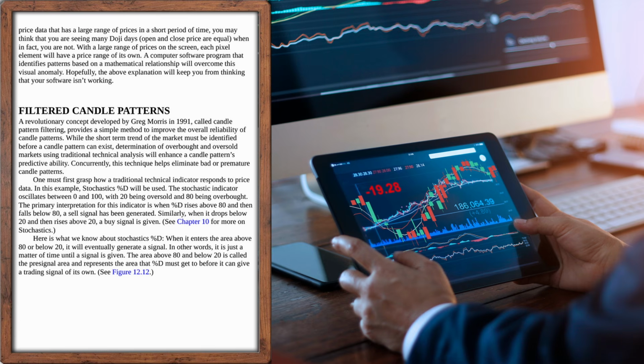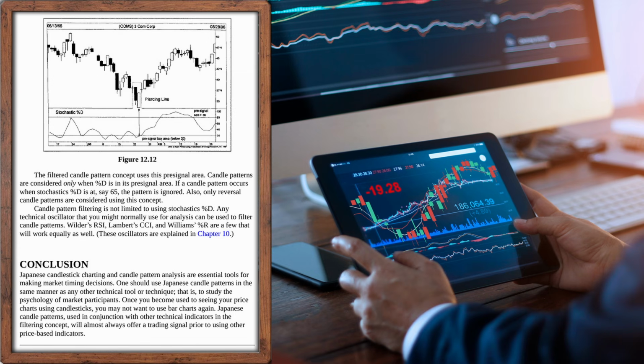Here is what we know about stochastic %D. When it enters the area above 80 or below 20, it will eventually generate a signal. In other words, it is just a matter of time until a signal is given. The area above 80 and below 20 is called the presignal area and represents the area that %D must get to before it can give a trading signal of its own. See Figure 12.12. The filtered candle pattern concept uses this presignal area.